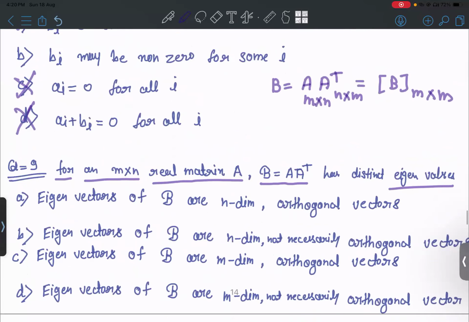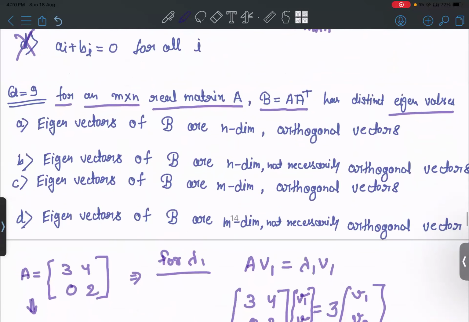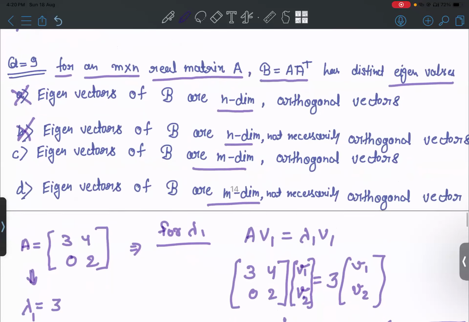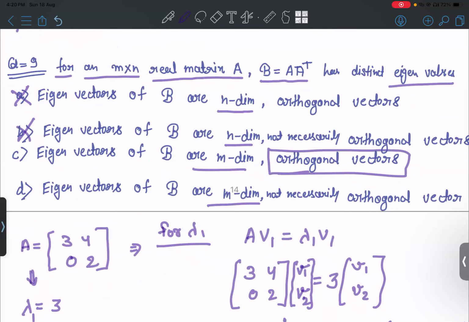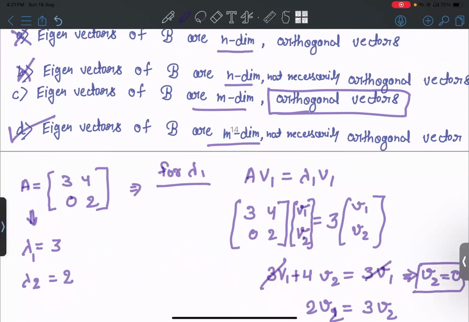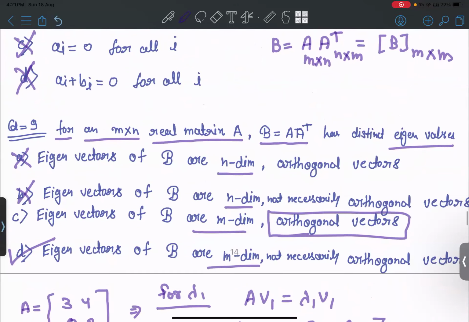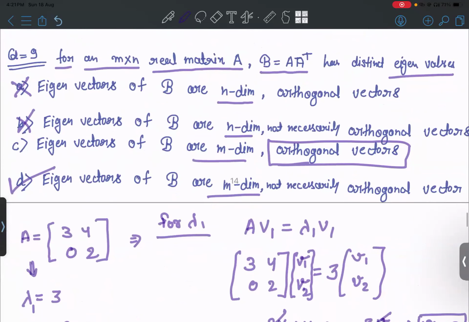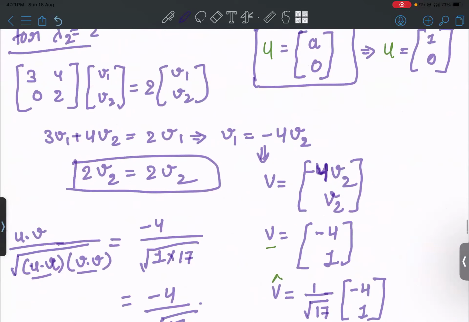Okay. So eigenvectors will not have n dimension. It will have m dimension only. And its eigenvectors may or may not be orthogonal. We can't say whether it will be orthogonal or not. So this will be my right answer. Since it is m cross m, the eigenvectors will have m dimensions, and they may or may not be orthogonal.